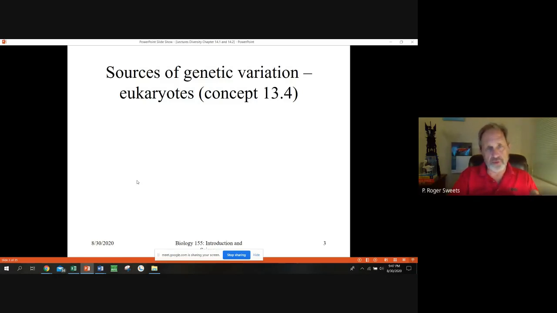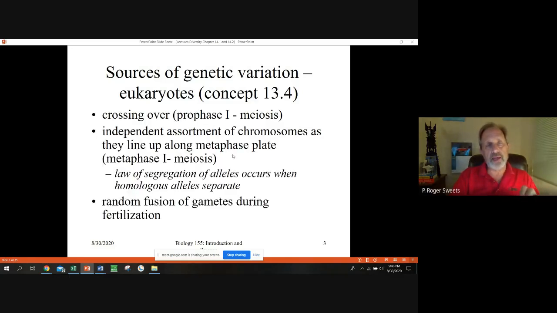Now, one of the things at the heart of this is something that Dr. Stemke probably finished with, which is the sources of genetic variation in eukaryotes. I'll come back to what variation really means. This was concept 13.4. There are really three main sources of genetic variation in eukaryotes. There are some others in prokaryotes, but we won't get into those right now.